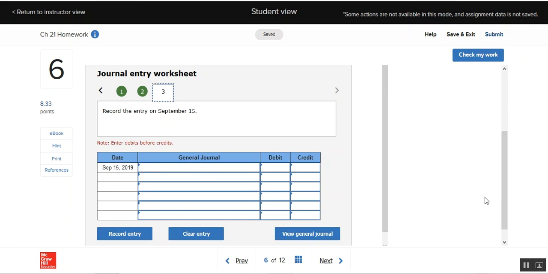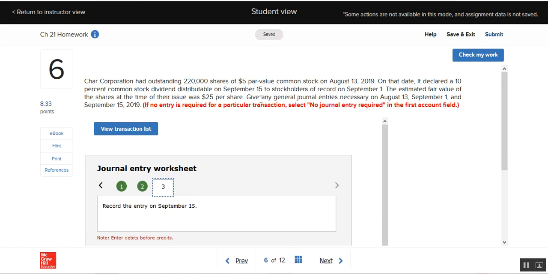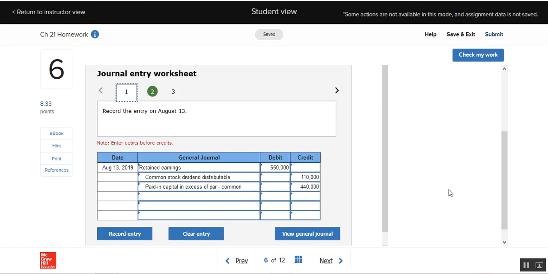And then on September the 15th, it says that's when their dividend will be distributed. So to do that, let's go back here to the first one.